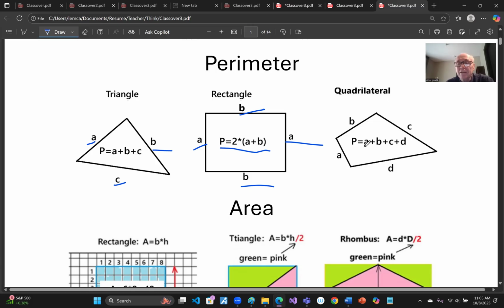For a quadrilateral, the perimeter is also the sum of its sides, A plus B plus C plus D. For any shape, the perimeter is the length of its border, and we are talking about closed shapes.